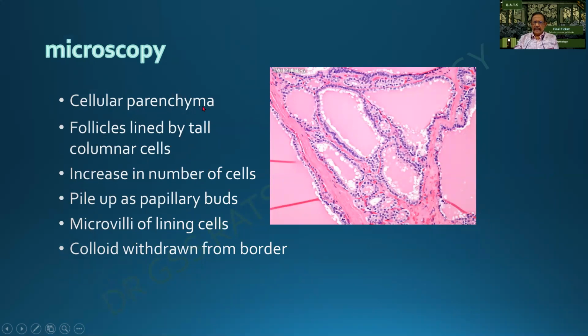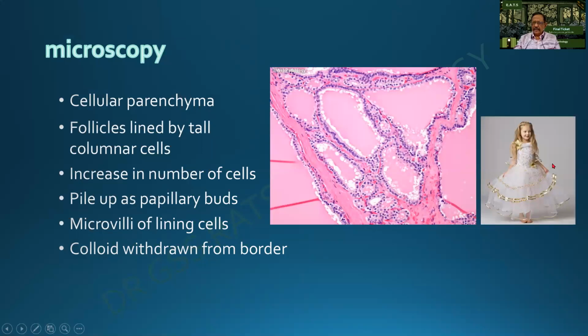Microscopically, you find that the parenchyma is cellular. So I'm finding a lot of these thyroid follicles, and a lot of activity is seen. All the blue dots indicate that it is a nucleus. The follicles are lined by tall columnar cells and there is an increased number of cells. We shall be seeing that in the next picture as well. They pile up to produce papillary buds. Sometimes there can be microvilli of the lining cells. And the colloid here has got a withdrawn appearance. We call it a scalloping appearance.